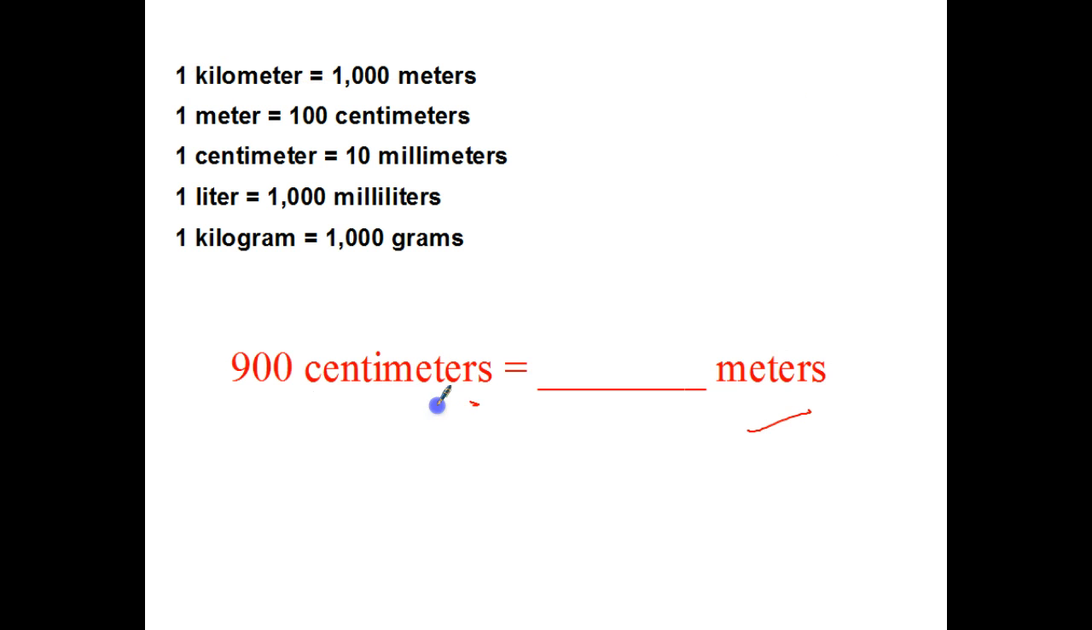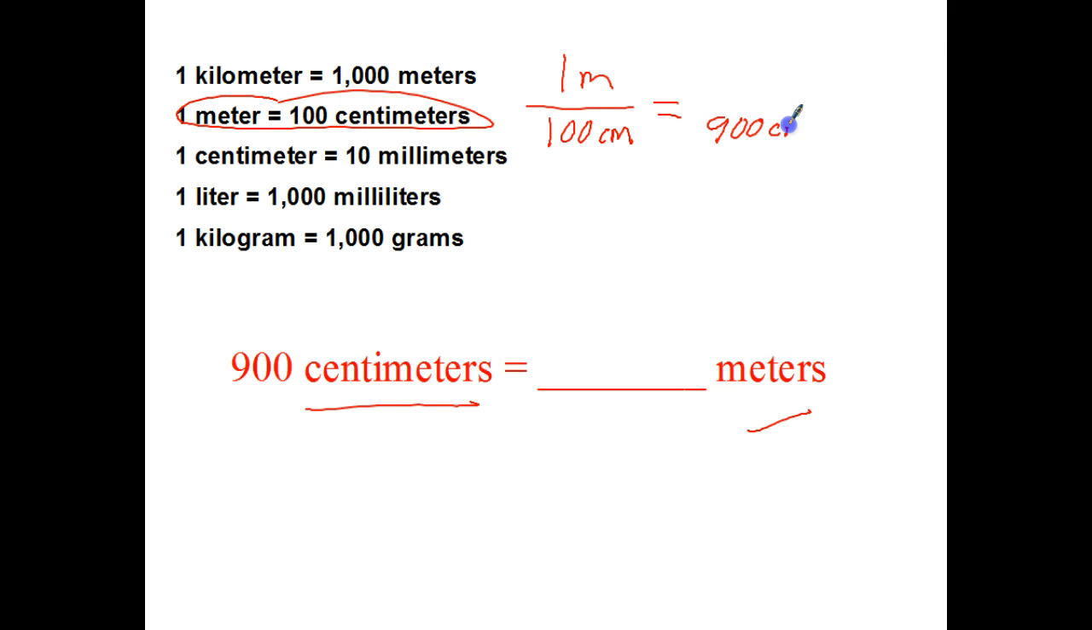This time I got centimeters and meters. I want this fact. 1 meter is 100 centimeters. That's what a meter stick looks like. And I have 900 centimeters, so they're on the bottom. From 100 to 1, I divided by 100, got rid of 2 zeros, so I should just end up with 9 meters.